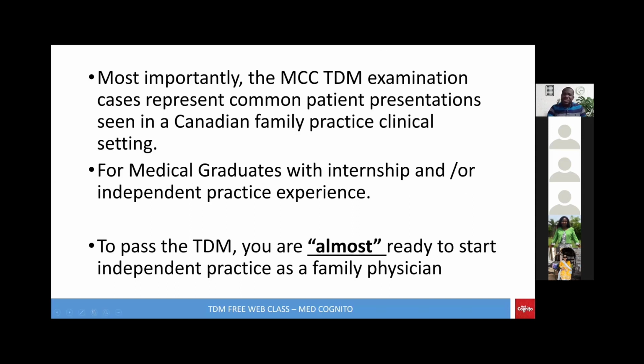Now, what is the scope of the TDM exam? It's going to assess your knowledge, specifically your therapeutic knowledge on common cases that present in family practice, the clinical settings in Canadian family practice. This exam is for candidates who have internship in their home countries and some independent experience. At the time that you're writing the TDM exam, you are about to start practice as an independent family physician in Canada.